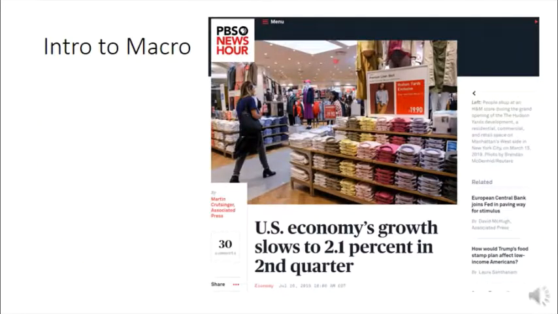When we're looking at the US economy, we might see something in the news that says, for instance, the US economy's growth slowed to 2.1% in the second quarter. And this is a really interesting question because it's not quite clear what that means. What is an economy overall, and what does it mean for its growth to slow? And more importantly than that is this welfare question: how does that affect us as individuals, and how important is that for society?